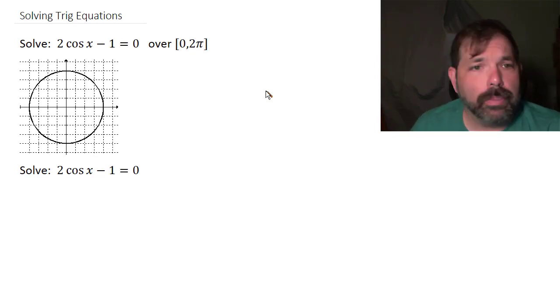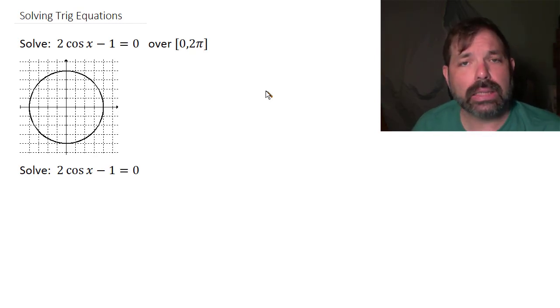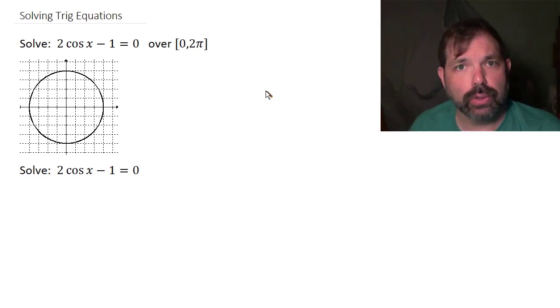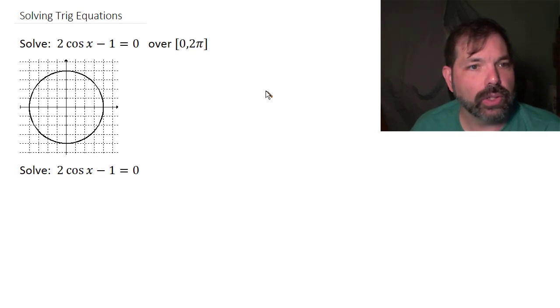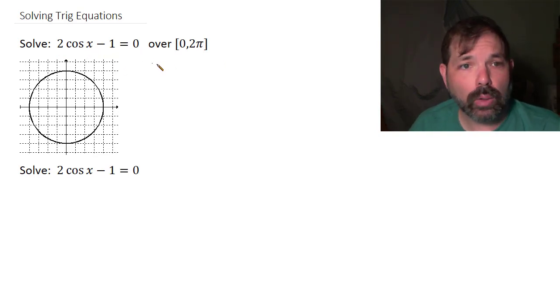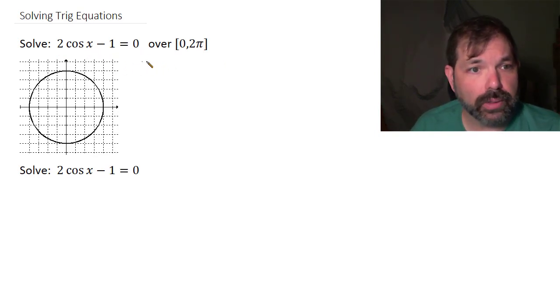So in this topic, we're going to introduce how to solve trigonometric equations from an analytical point of view, that is using algebra and trigonometry techniques. So we're going to start with some basic concepts. For example, here, if we're asked to solve the equation 2 cosine x minus 1 equals 0, we can use some algebra to rewrite this equation.